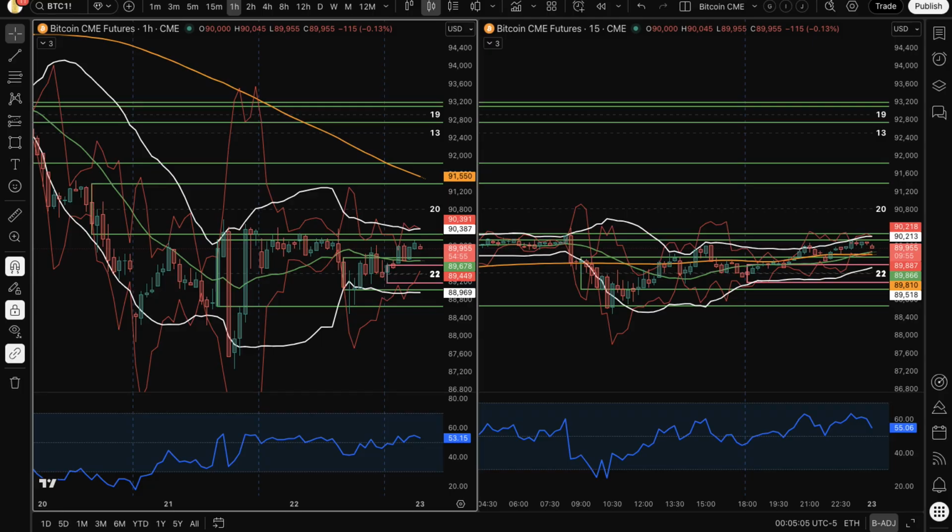So the question is not only above or below. The question is slope. If the 20 is flat or only gently changing, that matches balance. If it starts to angle sharply and price can hold on one side of it, that is when structure may start shifting from balance into expansion.